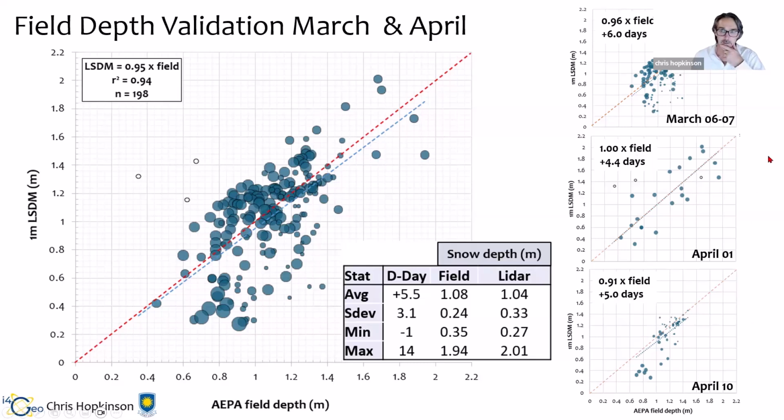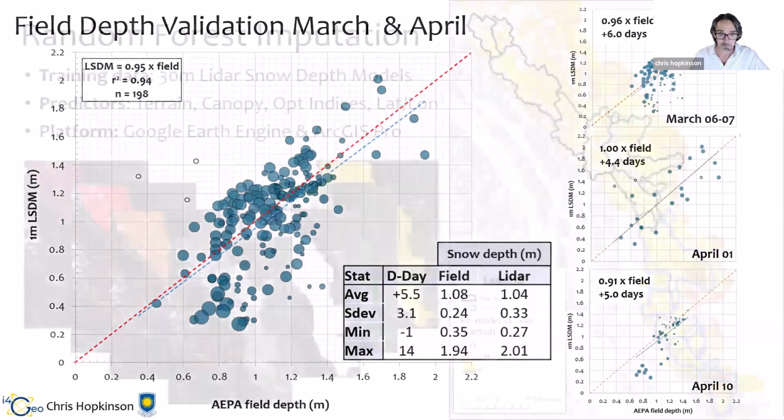But it's very, very important to note that they weren't all coincident in time. So for this March campaign, the LiDAR data were up to 6 days after the field data. And then April 1, 4.5 days, and then April 10th, 5 days. So if we've got that kind of a separation, of course, the snowpack could be growing if there is snowfall, or it could be compressing if there's melt going on. So you have to bear that in mind. Some of the error and uncertainty will be due to that temporal gap.